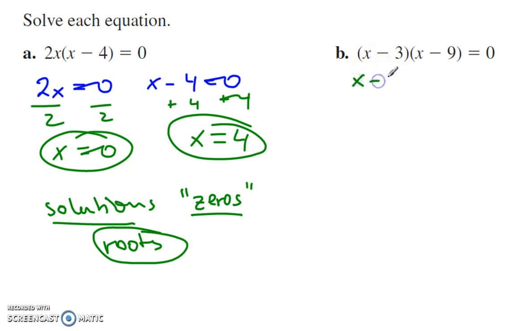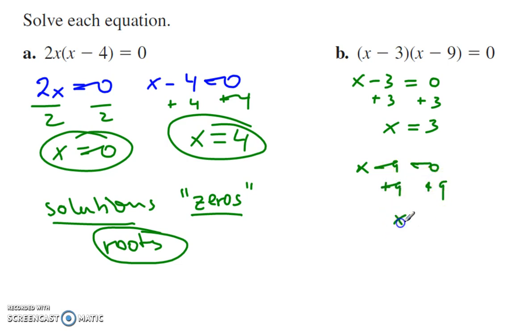x minus 3 is equal to 0 when x is 3, or we could just add 3 to each side, so x equals 3. And then x minus 9 equals 0. We just add 9 to each side, x equals 9. If it's in this form, you know that we just need the opposite number there. So this would be 3, this would be 9, the solutions, or the zeros, or the roots.